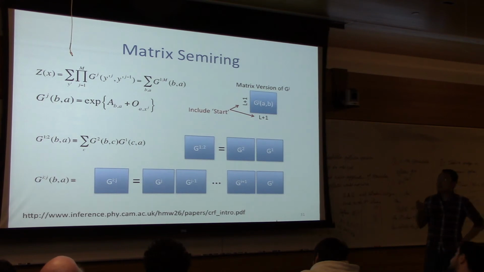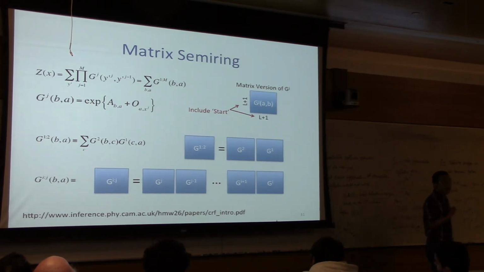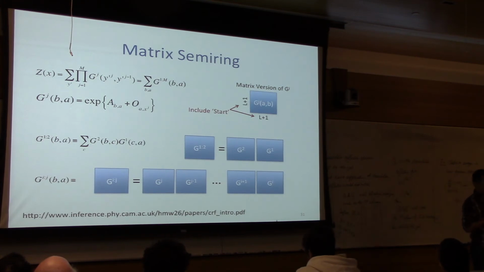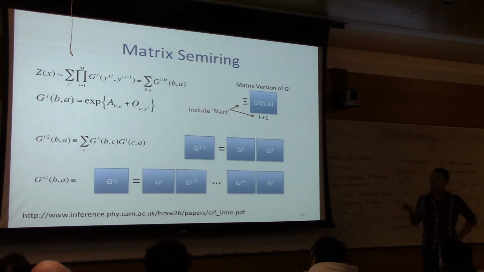So, it turns out that if you do this, this guy equals this guy. So if you can efficiently compute this guy for G of 1 to M, you just sum over all the entries of this matrix. There's a path counting interpretation of what I just showed you.